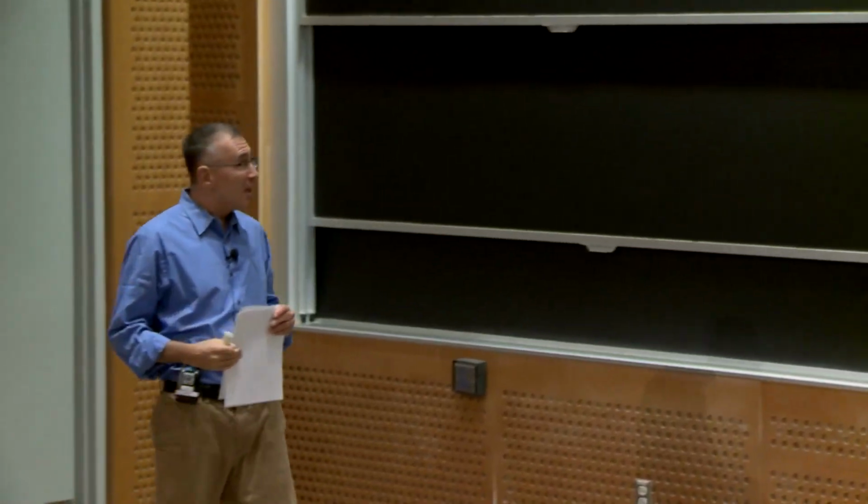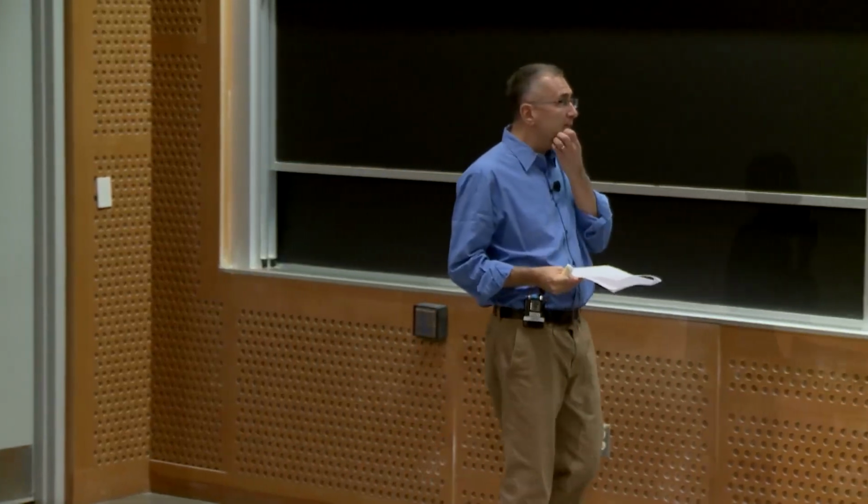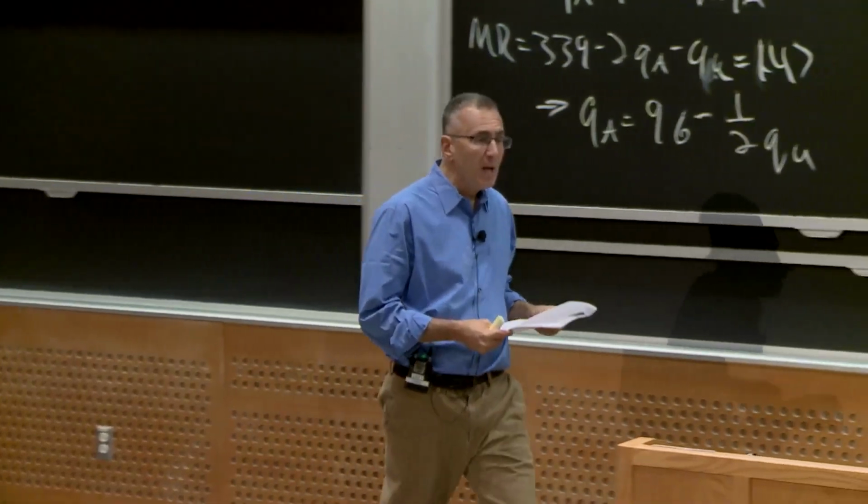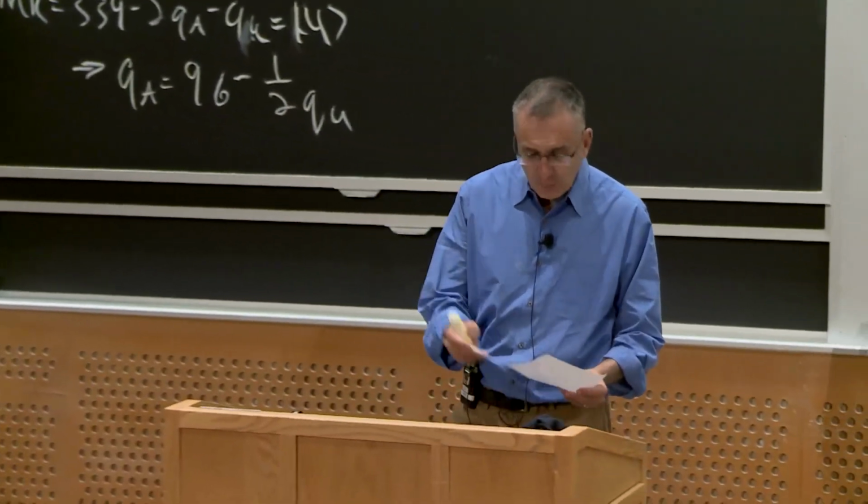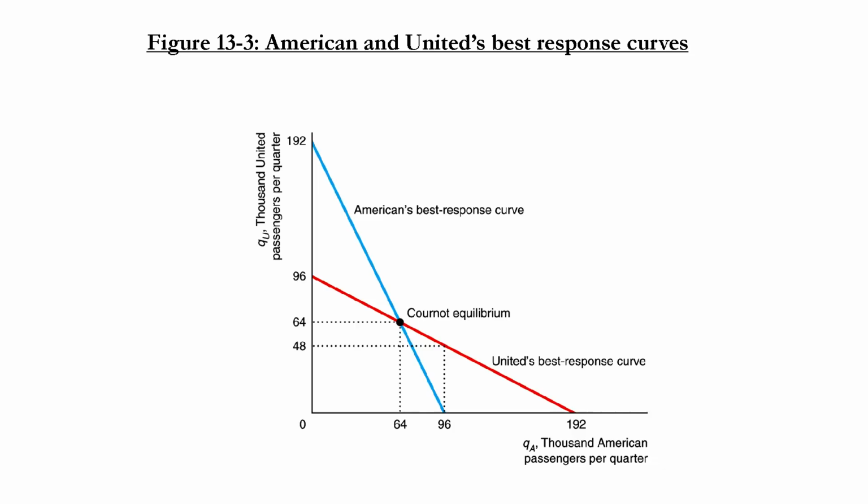Okay? So now we don't get a deterministic answer. We get that what I should fly is 96 minus 1/2 QU. Guess what? That's the blue line in figure 13.3. Check it out. It's 96 minus 1/2 QU.